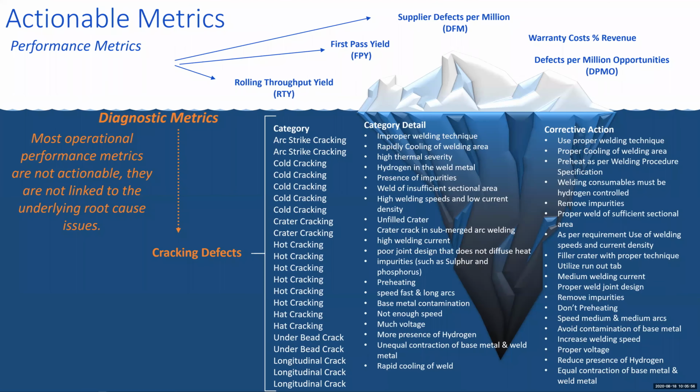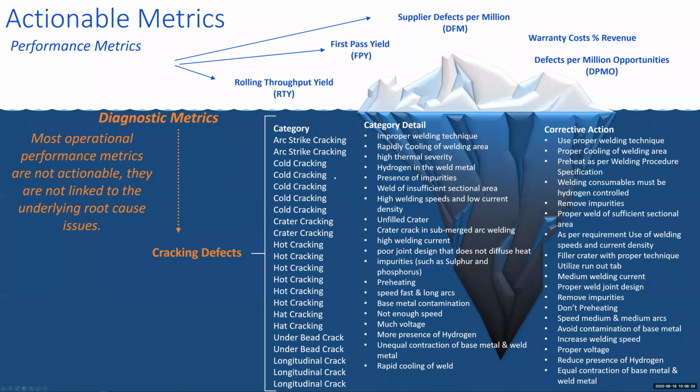So just as an example here, if we look at quality metrics, and we might look at something like first pass yield. And first pass yield might be impacted by cracking defects. And those cracking defects could have a whole variety of different categories within them. Maybe it's arc strike cracking, cold cracking, crater cracking, hot cracking, etc.